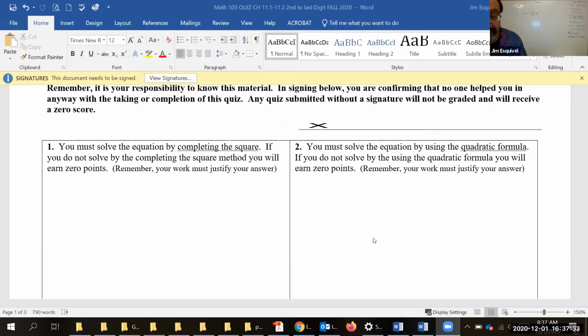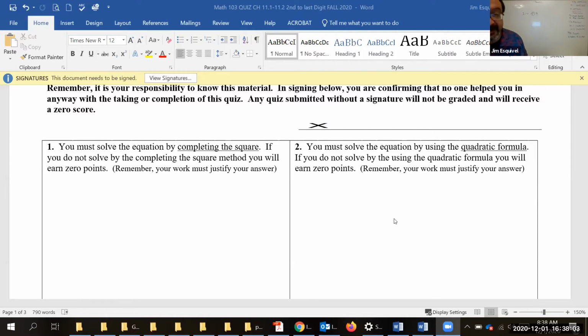Question number 2. You must solve this equation using the quadratic formula. What does A equal? What does B equal? What does C equal? And then plug it into x is equal to the opposite of b plus or minus the square root of b squared minus 4ac all over 2a. And then simplify. Step by step. If you don't solve it using the quadratic formula, you're going to earn 0 points.